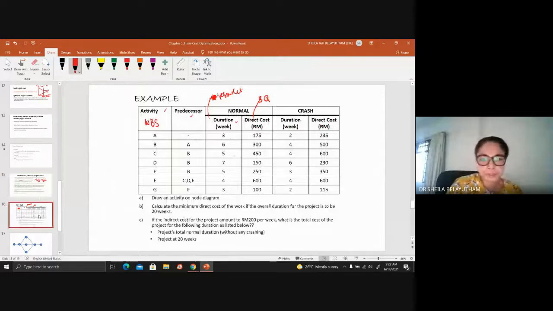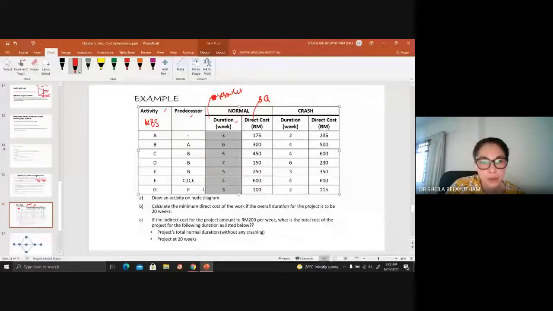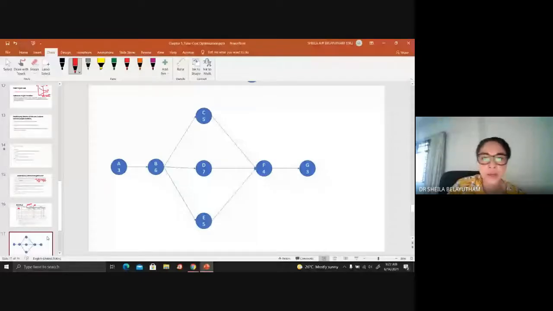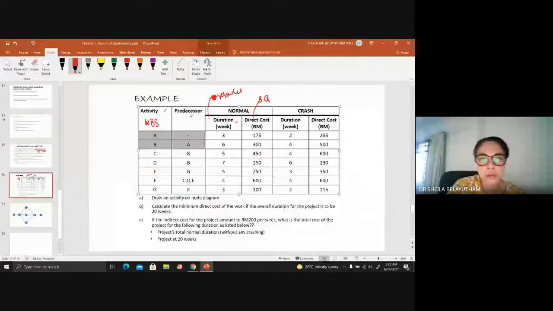First thing first, what I need you to do is draw an activity on node diagram for this. So draw an activity diagram as such. You have the activities, you have the predecessor, and use the normal duration. So everyone, please have your paper with you. Draw the activity on node for this, with the activity, the predecessor, and normal duration. You should be able to get a diagram like this, I suppose. So could you please do that first?